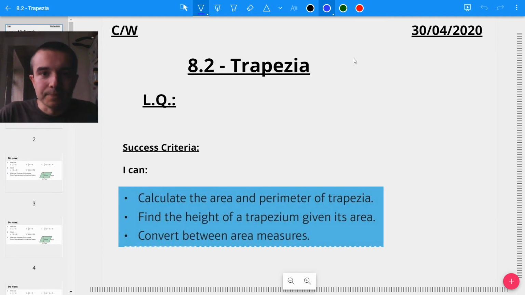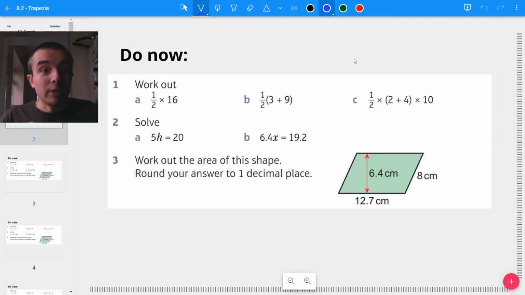Good morning, year 9s. We're looking at trapezia today. Trapezia is the plural of trapezium. So let's have a look at the do now first.